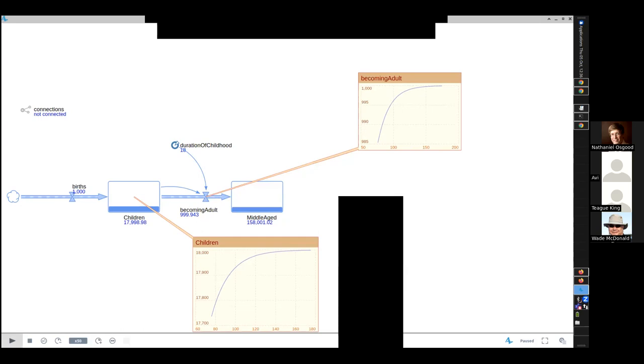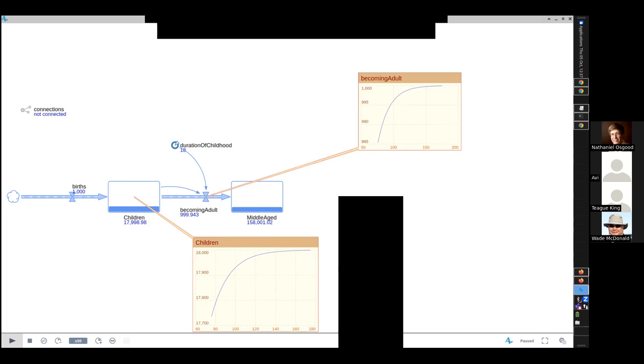Now, I want you to tell me, what is the equilibrium value? What is the value at which this stock will be in equilibrium, will be no longer changing, no longer going up, no longer going down? So, Rachel. Okay, it looks about 18,000, but we can calculate this, right? How do we calculate this?